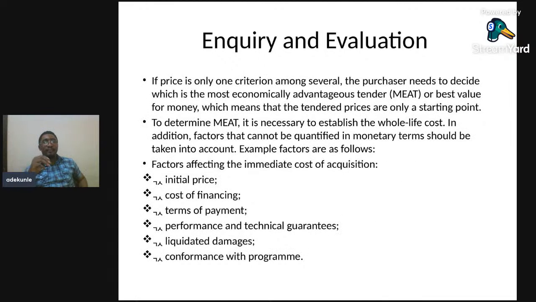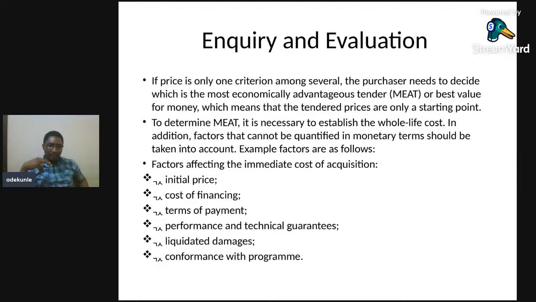Now, if price is only one criterion among several needs, then you want to look at what we call MEAT, which is the most economically advantageous tender, or best value for money, if it's price you're looking at to evaluate. This means that the tender price is only a starting point. To determine the MEAT, it is necessary to establish the whole life cycle cost, like we said earlier, when we are looking at the right price.